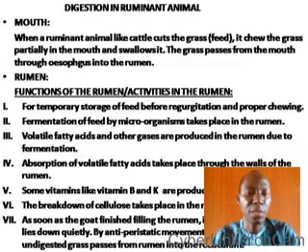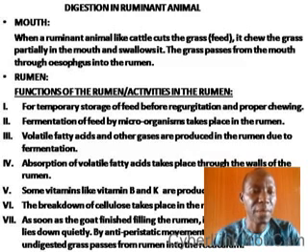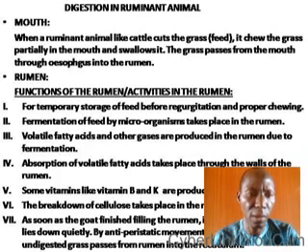In the rumen, there are some activities that take place. Otherwise, we call it functions of the rumen. Number 1, the rumen serves as temporary storage. It is for temporary storage of feed before regurgitation and proper chewing. 2, fermentation of feed by microbial organisms takes place in the rumen because there are some microorganisms in the rumen that lead to the fermentation of the feed.